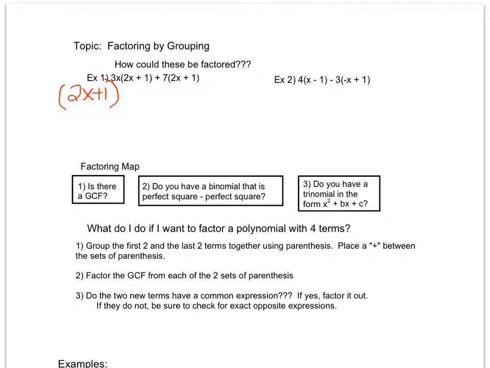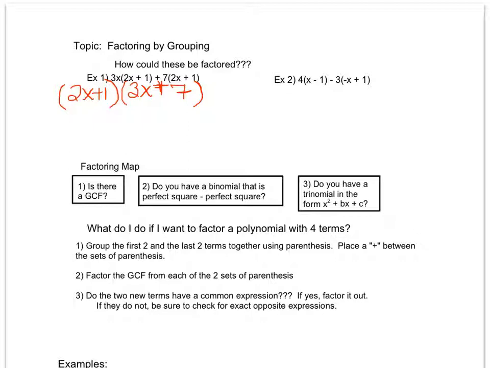And then I'm going to ask myself, okay, now that I've taken that 2x plus 1 out, what's left? Well, when I divide 3x times 2x plus 1 by 2x plus 1, I'm left with a 3x. Similarly, in the back term, I'm left with just a 7. If you remember, our goal for factoring is to create a multiplication problem. Haven't I successfully created a multiplication problem in the form of binomial times binomial?